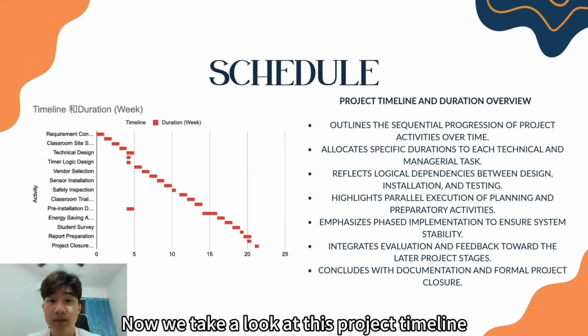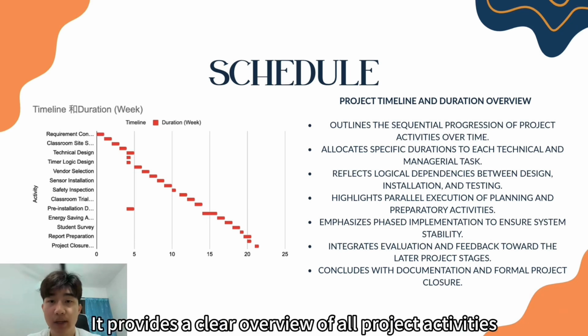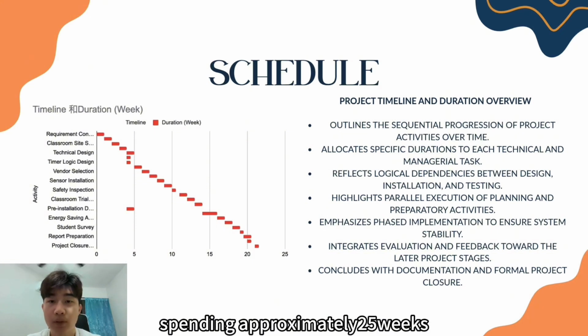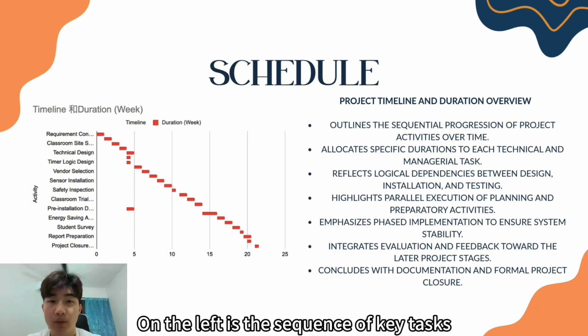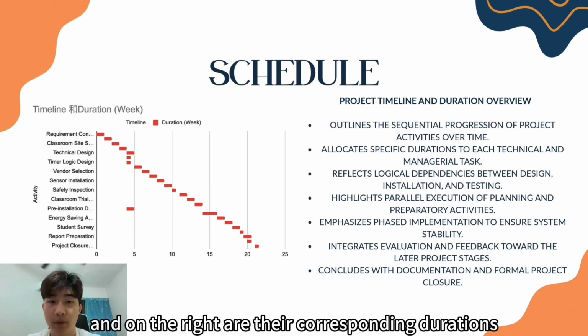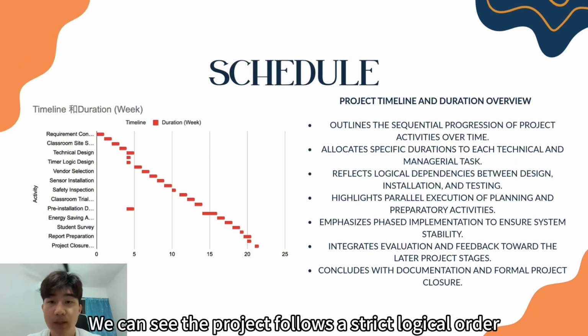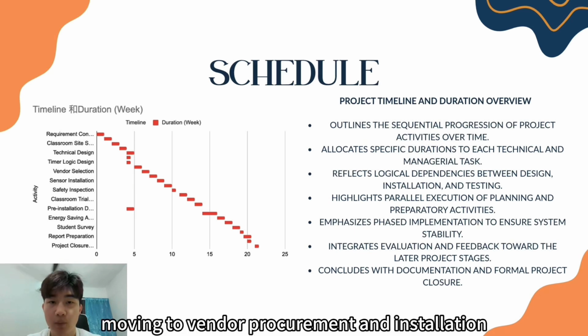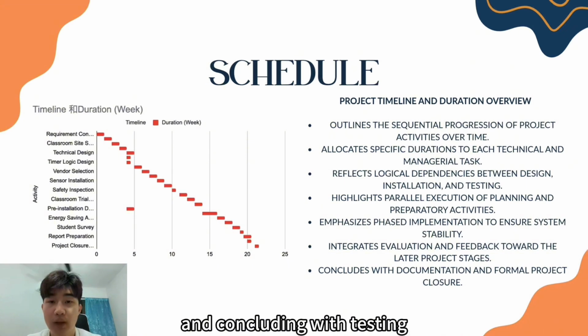Now we take a look at this project timeline. It provides a clear overview of all project activities from initiation to closure, spanning approximately 25 weeks. On the left is the sequence of key tasks, and on the right are their corresponding durations. We can see the project follows a strict logical order, starting with requirement confirmation and technical design, moving to vendor procurement and installation, and concluding with testing, evaluation, and final reporting.